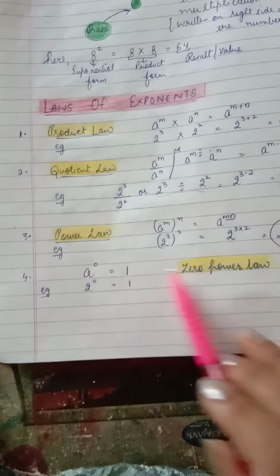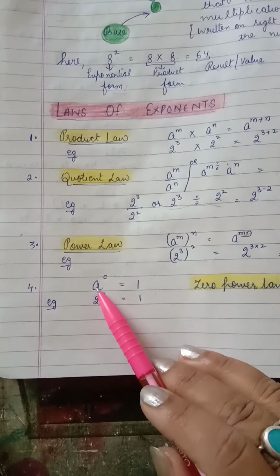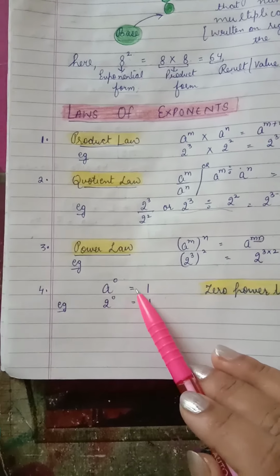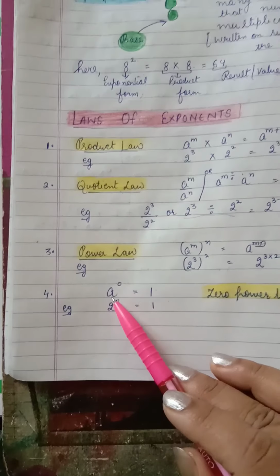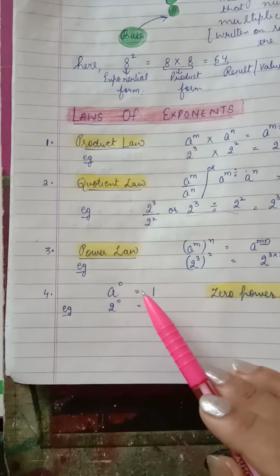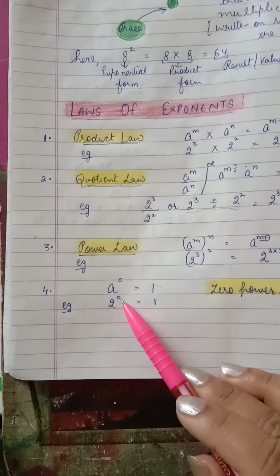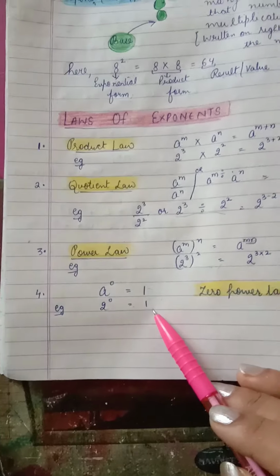Law number 4, we also call it the zero power law. This law states that a to the power 0 is equal to 1, that any base to the power 0 results in 1. So for example, 2 to the power 0 is equal to 1.